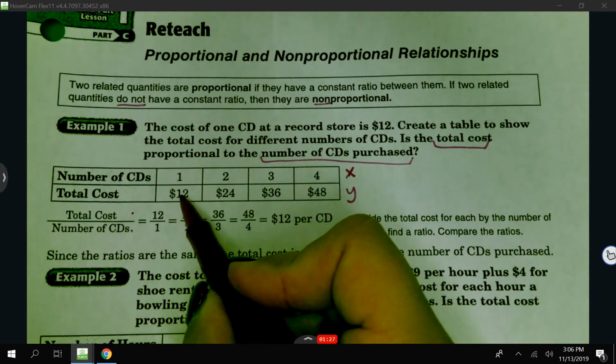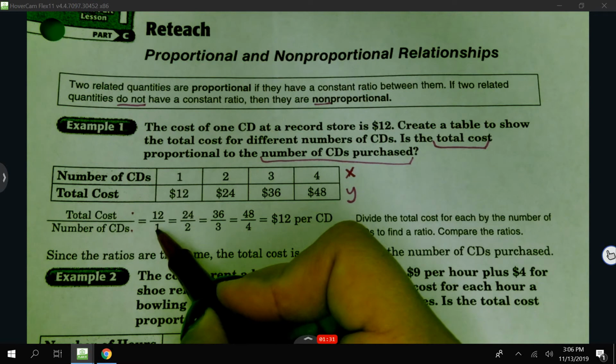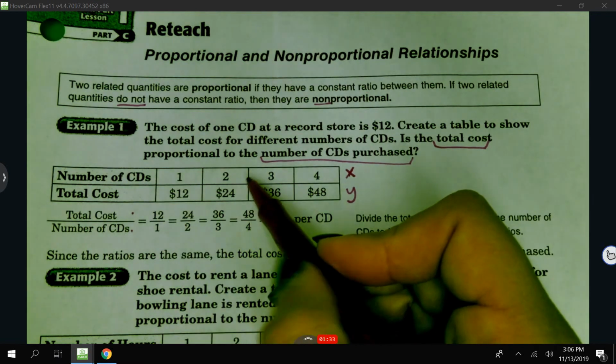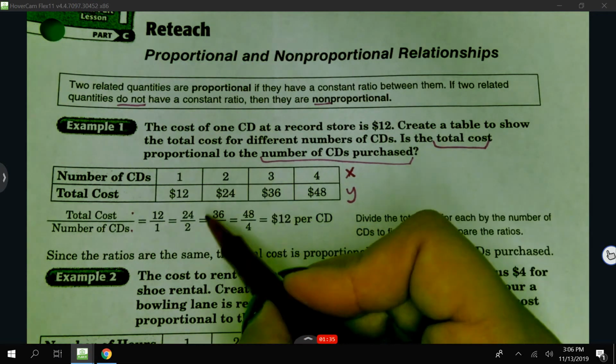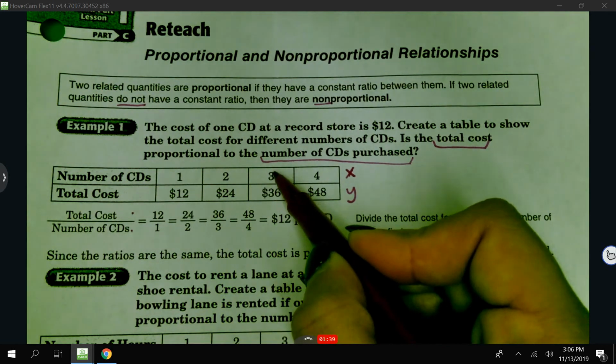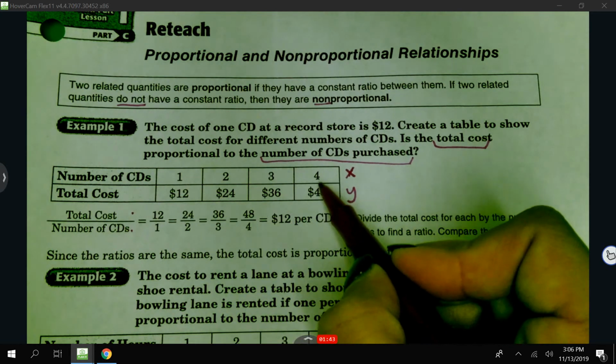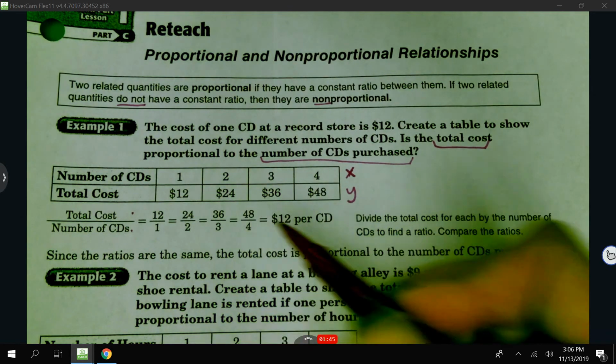So the total cost is $12, so that's going in my numerator. The number of CDs is 1. And then for my 2 CDs, 2 is going on bottom, 24 on top. 3 CDs is $36, so I've got 36 over 3. And then 4 CDs is $48, so I've got 48 over 4.